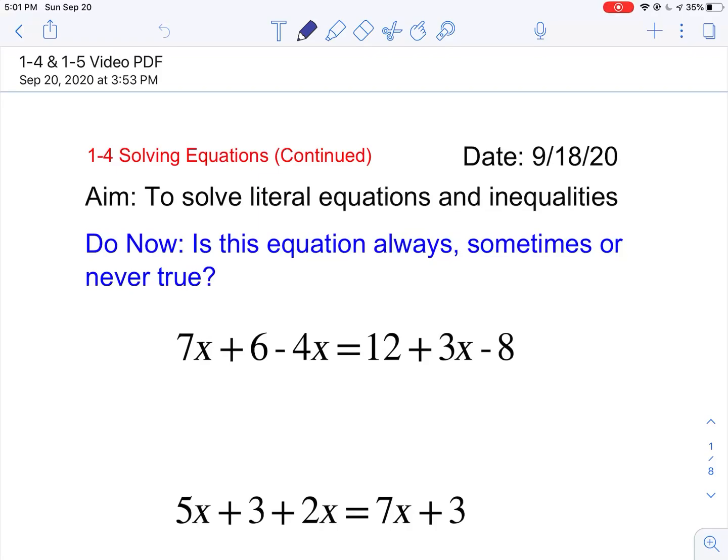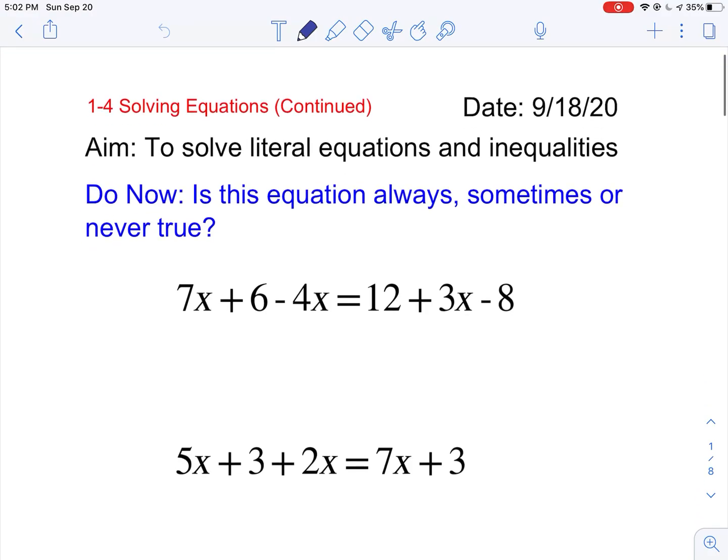Welcome to my video on 1-4 and 1-5, starting with solving equations. Okay, today we're going to be solving literal equations and inequalities. But first I wanted to talk about some special cases when solving just regular equations.